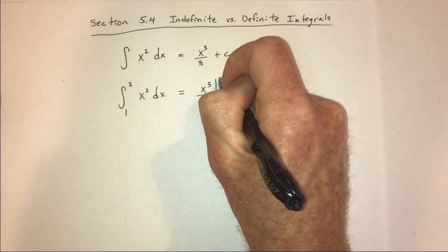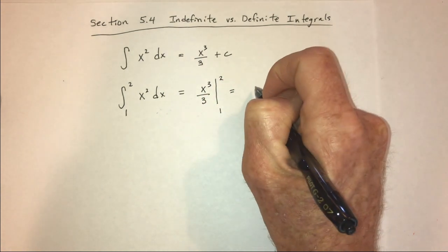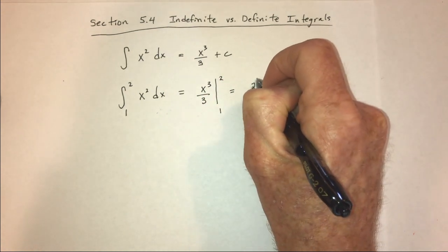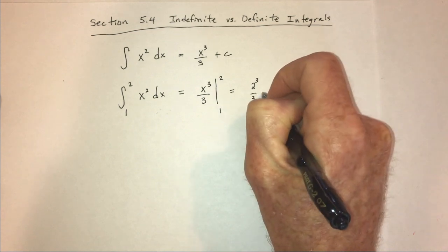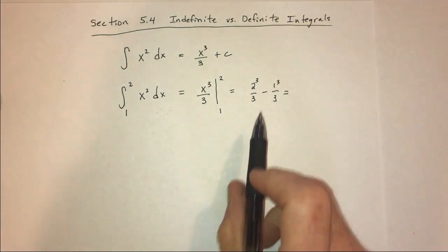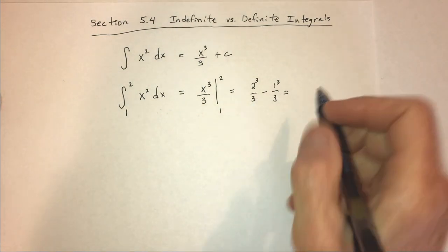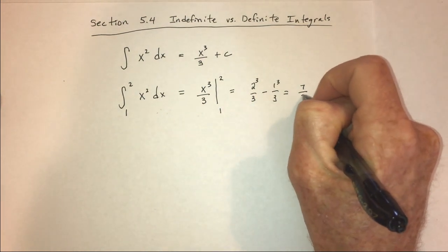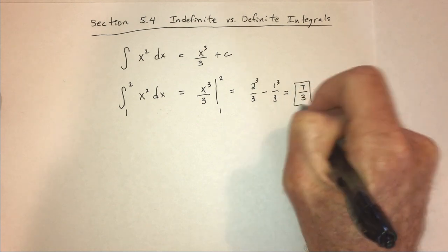So evaluate this from 1 to 2, which means we substitute the 2 first. That's going to be 2 cubed over 3 minus 1 cubed over 3, which is 8/3 minus 1/3, so that's going to be 7/3.